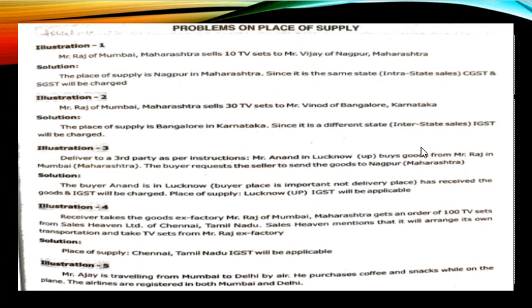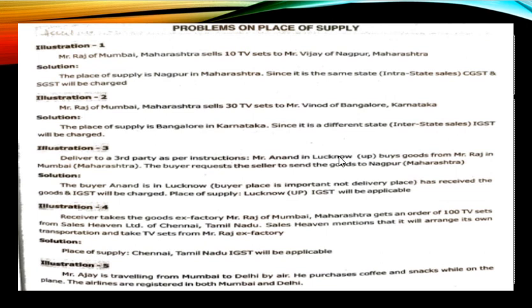So Mr. Anand, who is located in Lucknow, Uttar Pradesh, buys goods from Mr. Raj of Mumbai, who is in Maharashtra. So this is between two different states. Then the buyer, Anand, requests the seller to send the goods to Nagpur. So the goods are being transferred to Maharashtra. Here the title of the goods is not being transferred. So the invoice will be in the name of Mr. Anand. So the buyer's place is important rather than the delivery place.